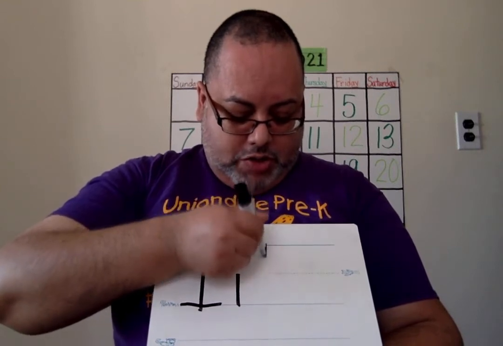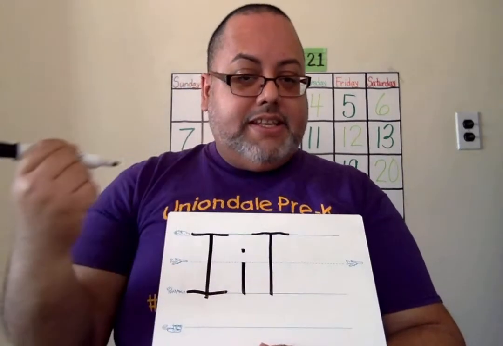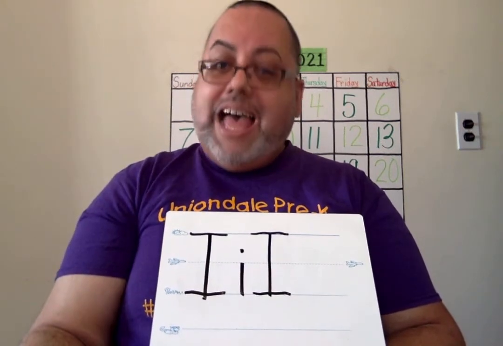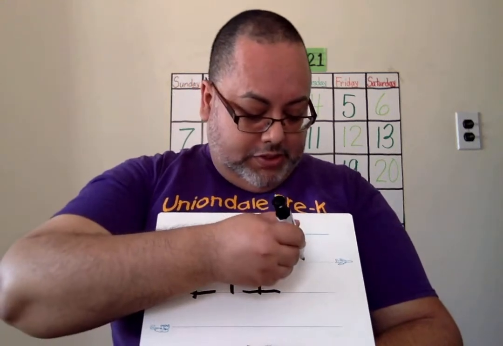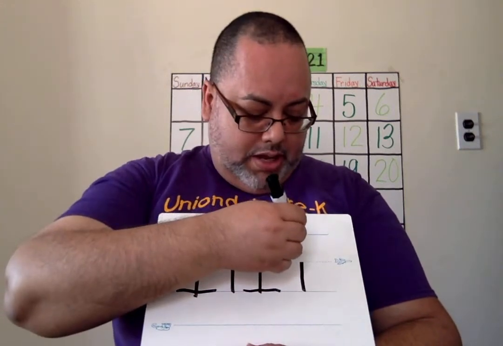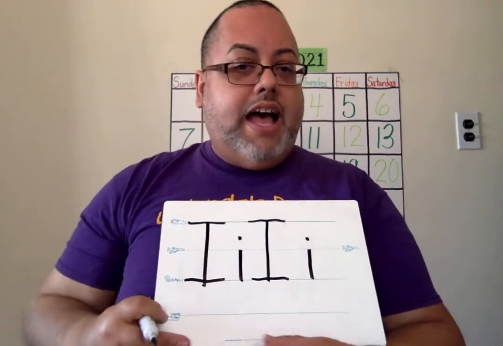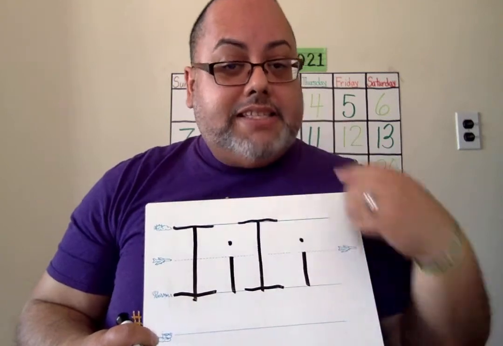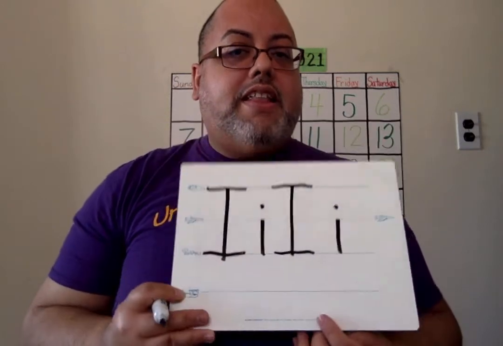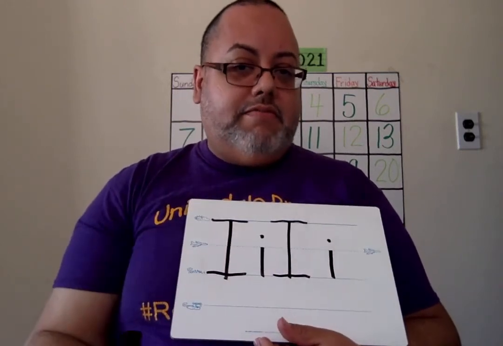Let's do it again. You start on the sky, come down to the grass, pick your marker up and go across the sky and across the grass line, and that's capital I. But lowercase i starts on the plain line, comes down to the grass. Pick your marker up and make a sprinkle. You have to leave some space because the i dot needs to be seen. And sometimes if you put it too close, it does not show. So this is the letter of the week. The letter I. Okay? I like ice cream.